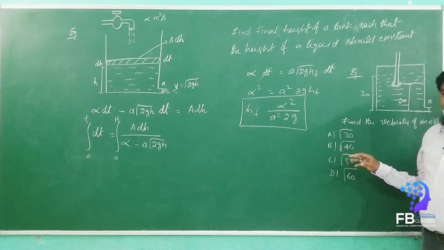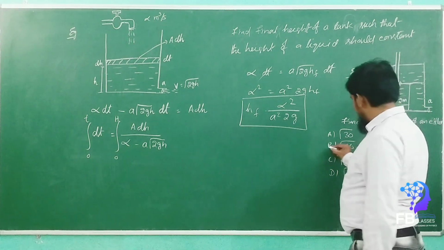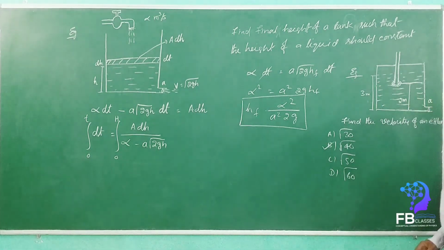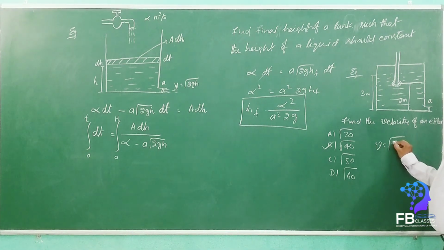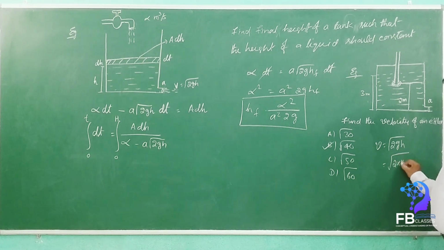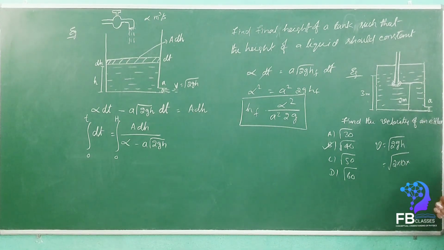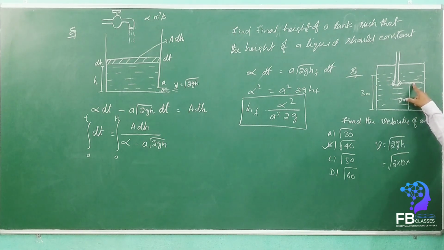How much is the answer? Root 40. Root 40? Very good. Answer is root 40. Why is it root 40? See here, V is equal to root 2gh, we know very well. So root 2 into 10 into h. H how much, my dears? Should we take the height of 3 meters or 2 meters? It is 2 meters only.